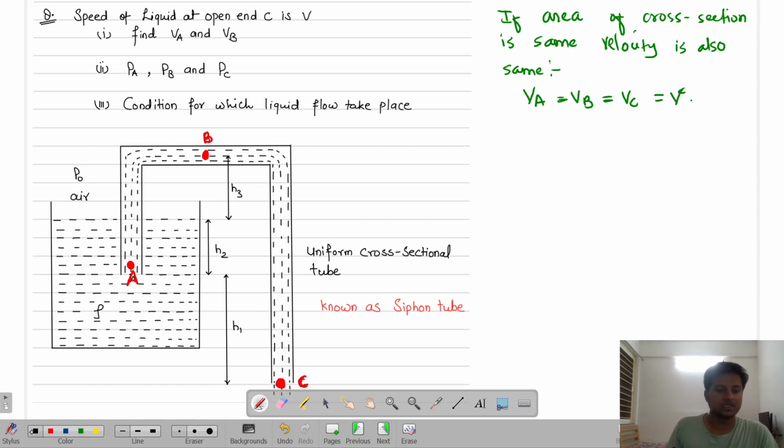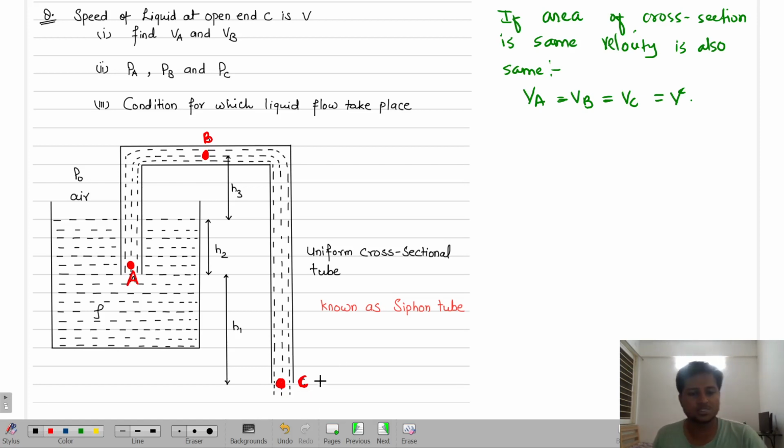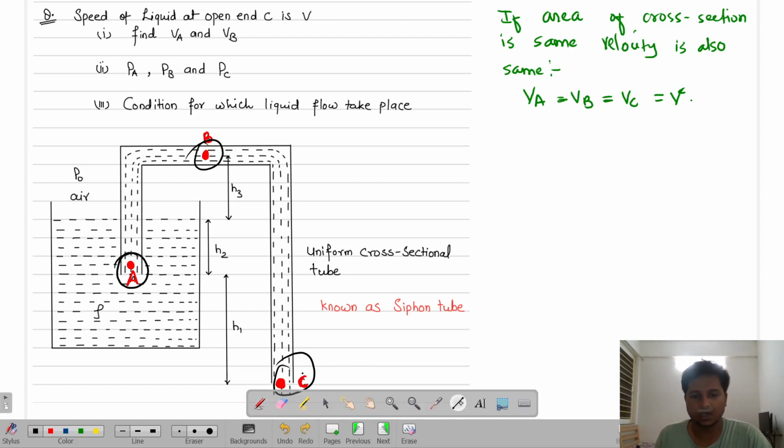But the easiest task to apply, listen, the easiest will be between A and C or B and C. Why? Because at C I know that it is in contact with the air.